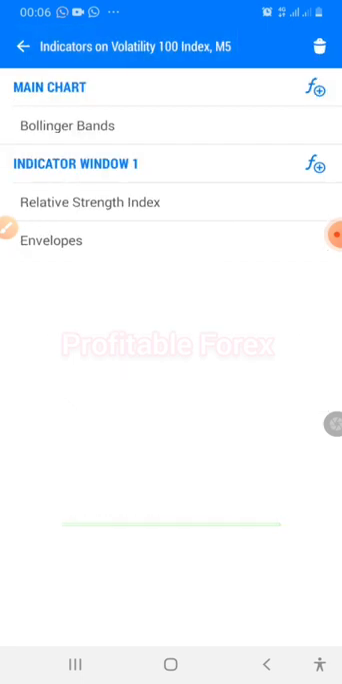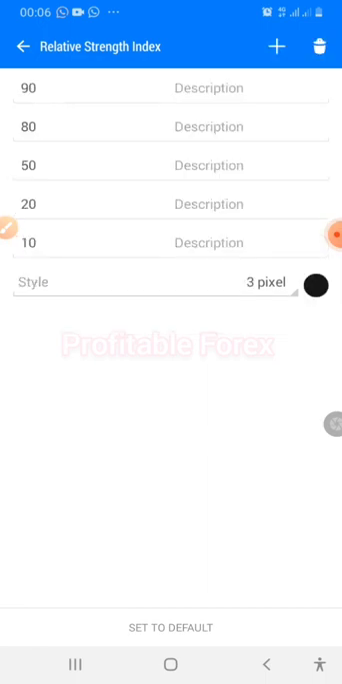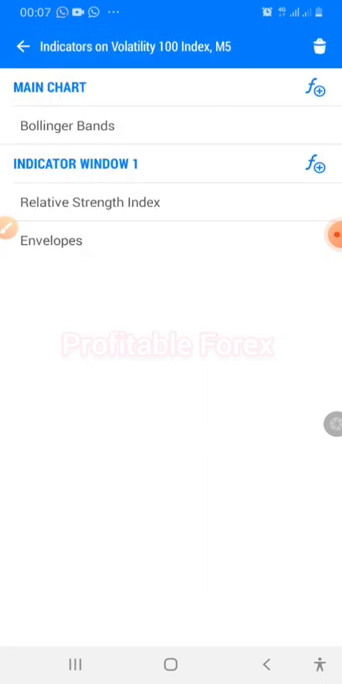On the indicator window, we have the first indicator, which is the RSI, the relative strength index, and the setup is period 10, apply to close, style 1 pixel. The color should be your background color. Then the levels, we have level 90, 80, 50, 20, and 10, and the style is 3 pixel and the color is black. Of course, you can use any color of your choice, and you click on done.